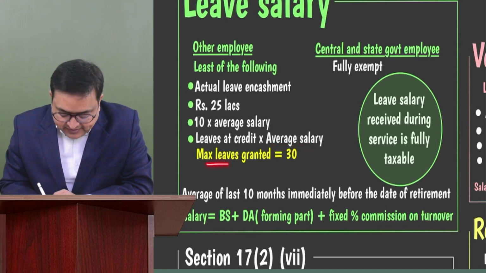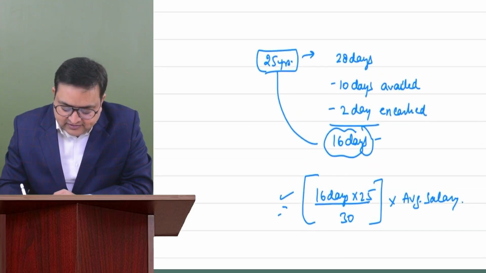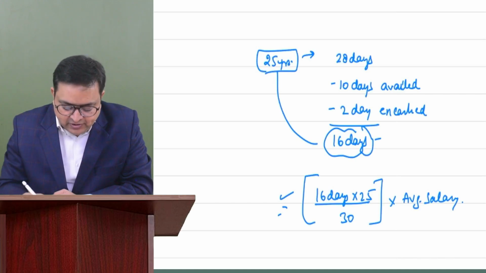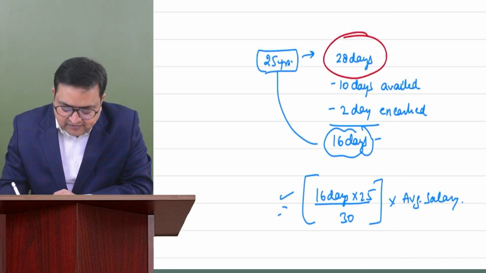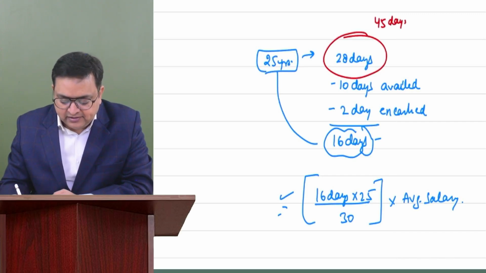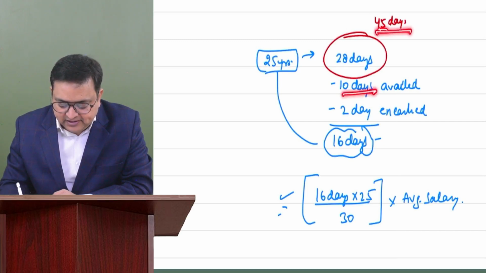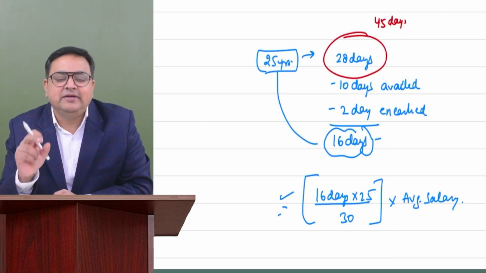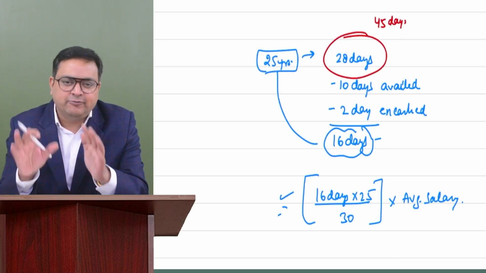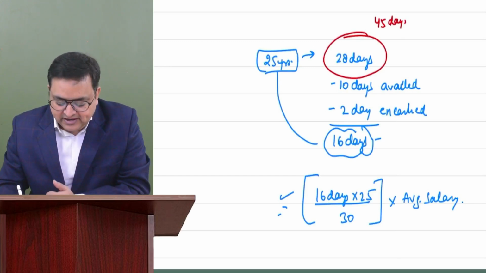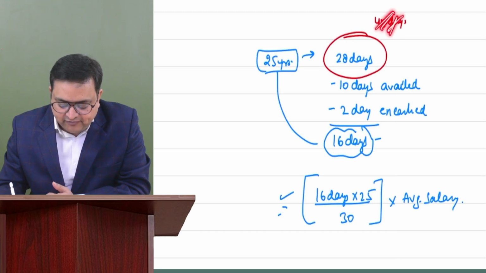Got it? Please remember that if the employer is giving us 28 days leave, 29 days leave, 30 days leave, then it's okay. But if the employer is giving us more than 30 days of leaves, let's say 45 days of leaves, then what would be the leaves at the credit? Should I subtract, 45 minus 10 minus 2? No. In that case, maximum leaves granted should be taken as 30 only. Don't take 45, take 30.